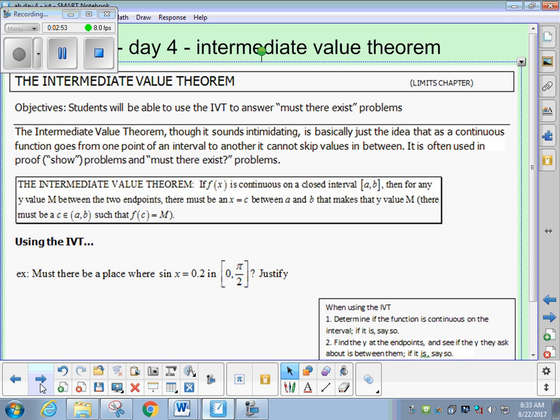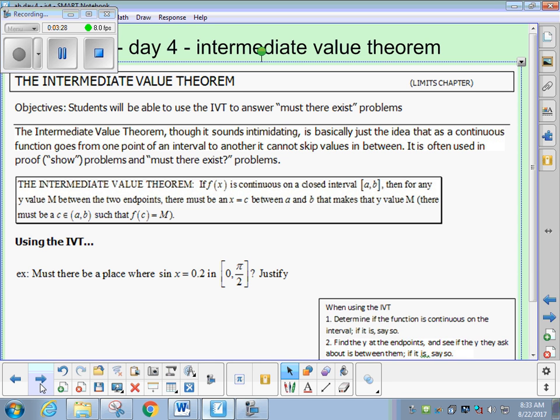The IVT, in plain old words, though it sounds pretty highfalutin, is basically the idea that if something goes continuously from A to B, it's got to pass through all the points in between. It can't jump any of those points in between. Just like, what's your name? Ethan. Ethan could not have come from that door to this seat without having passed through this one. It just is not possible, right? You must have passed through points in between. That's the intermediate value theorem. It's used a lot in proofs.